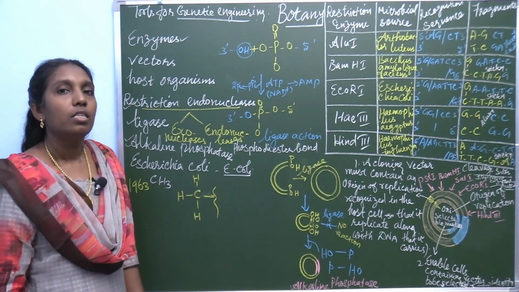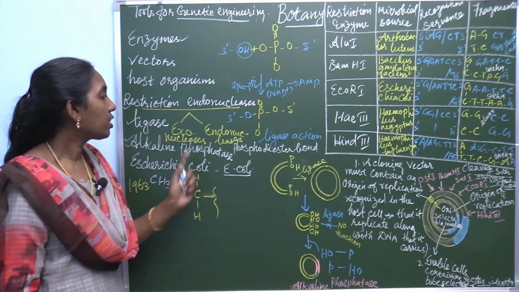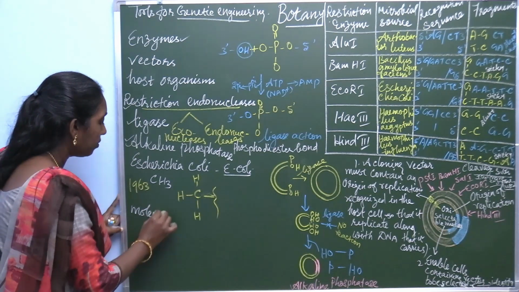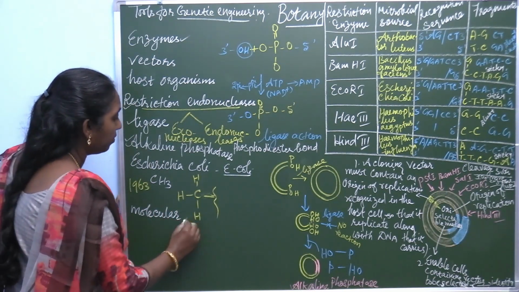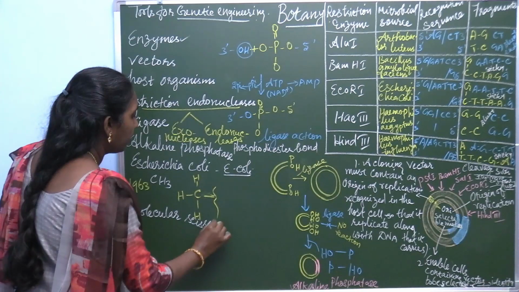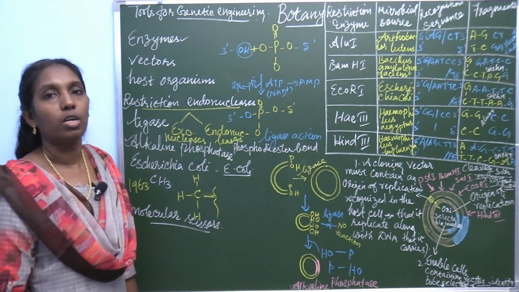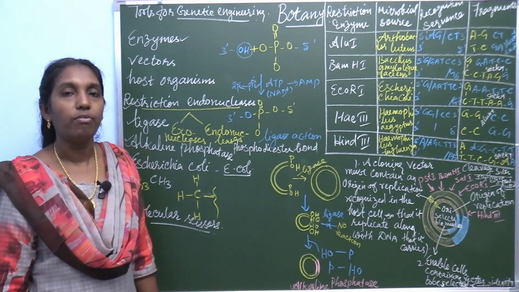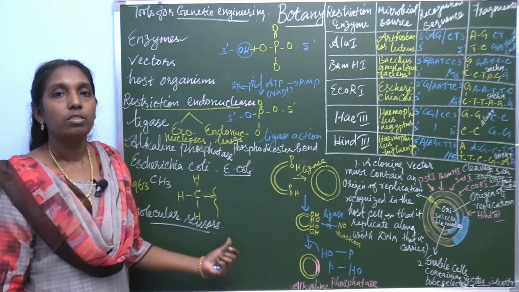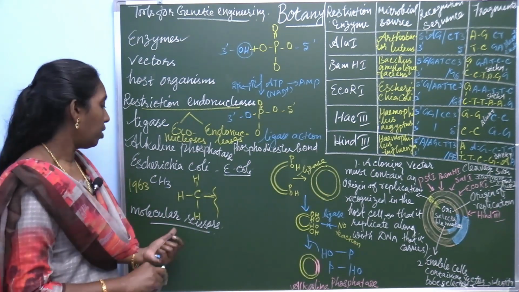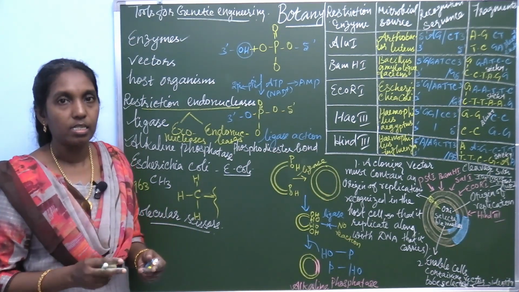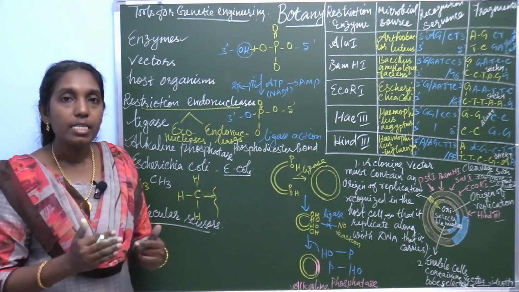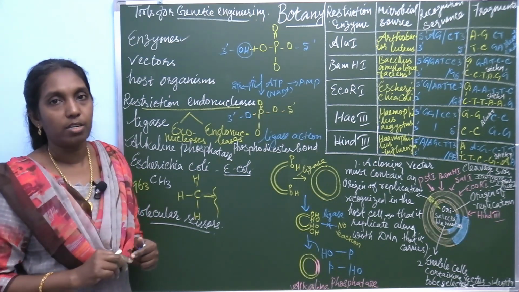These restriction endonucleases are named molecular scissors. Due to this action, they are very important. You know the use of scissors, which are used to cut; these are named molecular scissors. These enzymes are used to cut the DNA sequences.